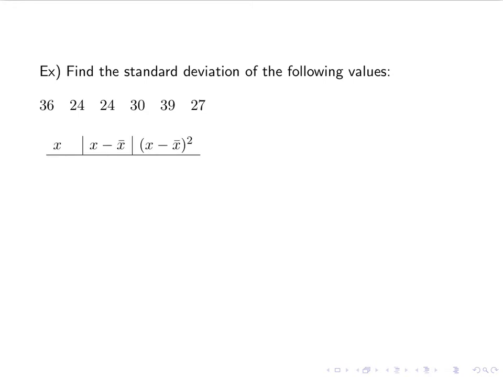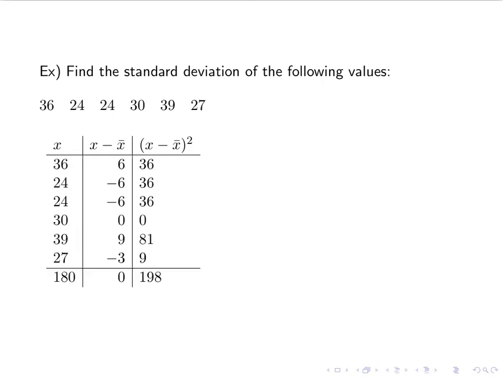So I'm going to start my table. So here it is all filled out. I'm going to go step by step on how we did this. Again, the first thing we do is we plug in our x's. And then down here is going to be the sum. So I add up all my x's, and I get 180. Then what I have to do next is find x bar. So x bar is 180 over 6, which is the number of values I have. So x bar, the mean, is 30.